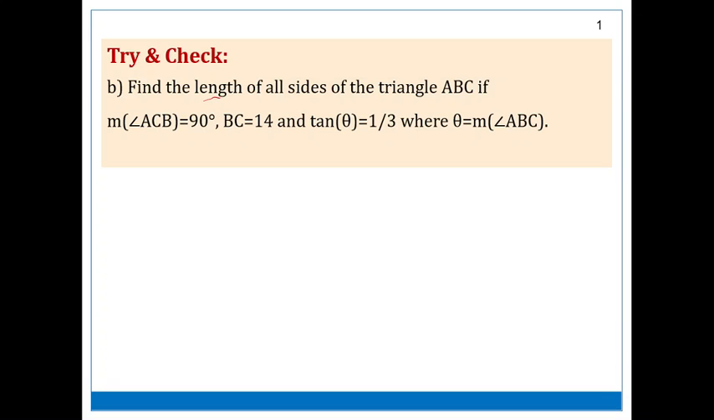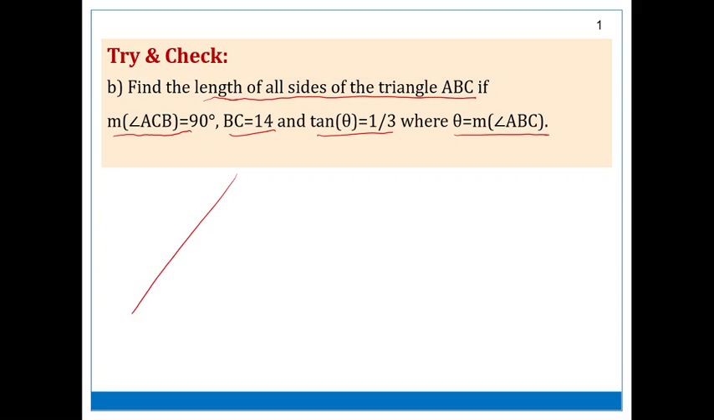Now find, okay, again, stop the video and try to do it by yourself. Now let's do it. Find the length of all sides of the triangle ABC, where the measure of ACB is 90, BC is 14, tangent theta is 1 over 3, and theta is equal to the measure of the ABC.